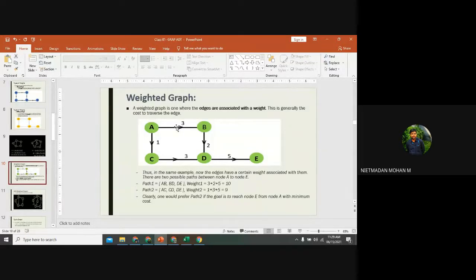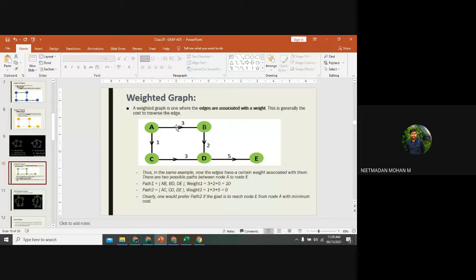The weighted graph is one where the edges are associated with a weight or a cost, whatever it may be. It is generally the cost to traverse from one vertex to another. In programming terms, it is described as a weight or a cost. Based upon the cost, it will pick the shortest path and travel along it. That was discussed in the previous class. That is the Google Maps concept.